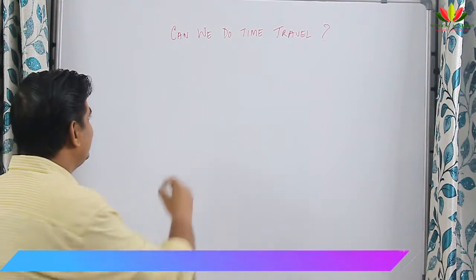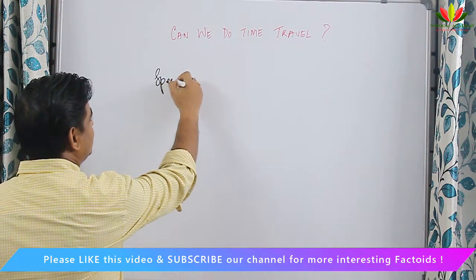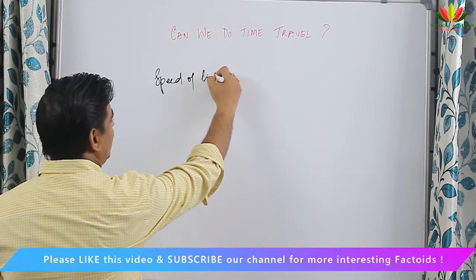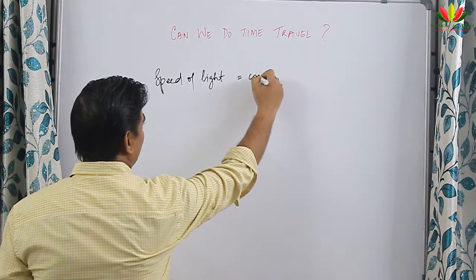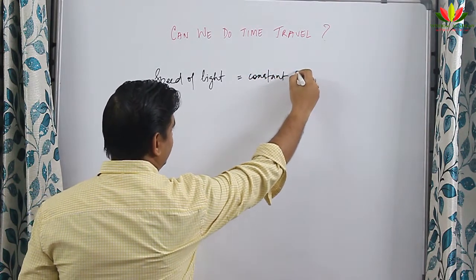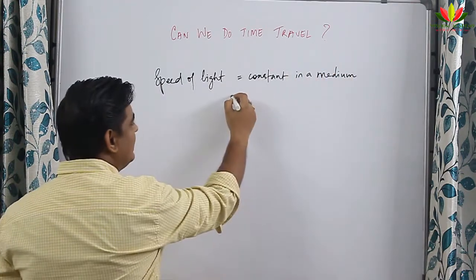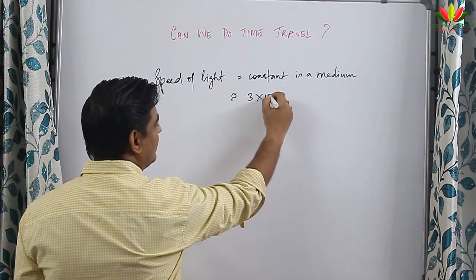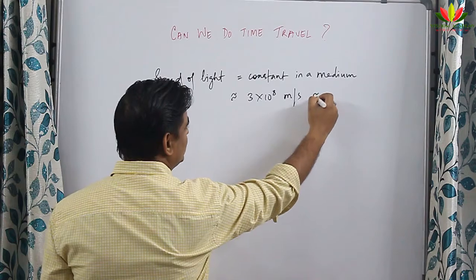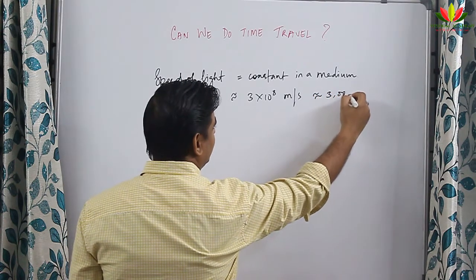So we know that the speed of light is taken as a constant. Speed of light is a constant. I am saying in a medium. Suppose in vacuum the speed of light is approximately equal to 3 into 10 to the power 8 meter per second, which equates to 3 lakh kilometer per second.